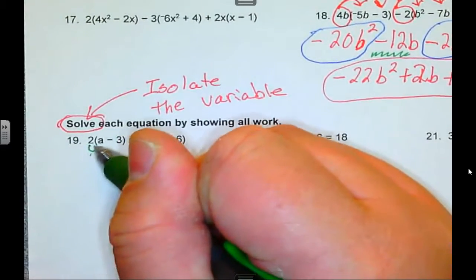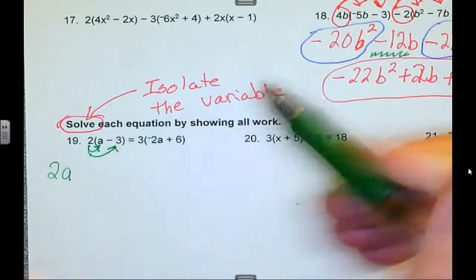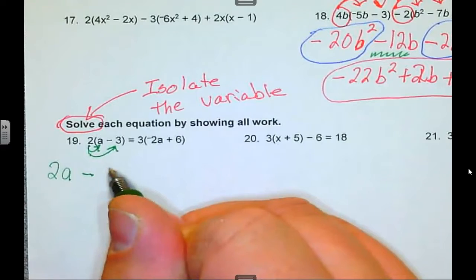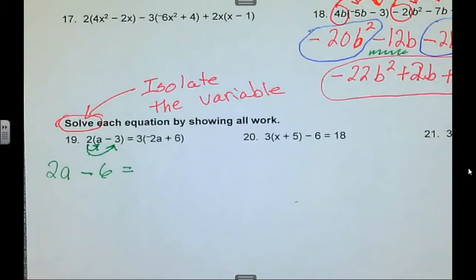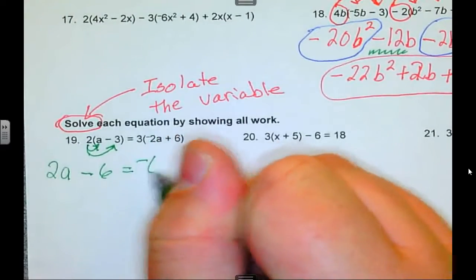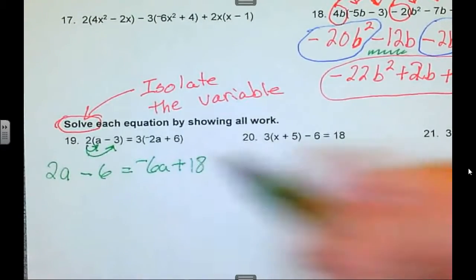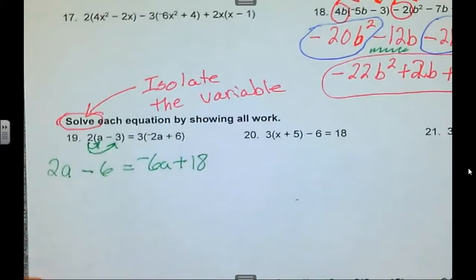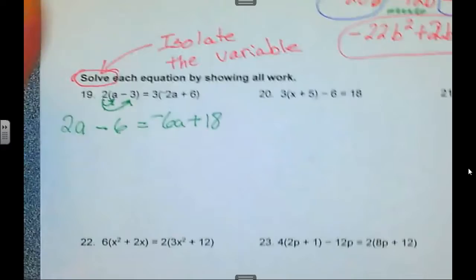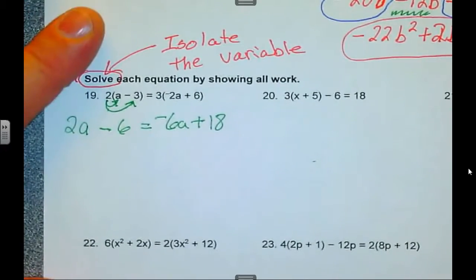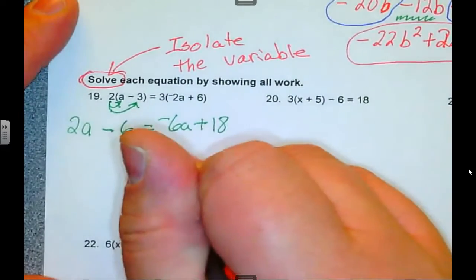So 2 times a. 2 times minus 3. Mm-hmm. 3 times negative 2a. 3 times positive 6. Now what do we do? Oh, I know, you got to think way back. 3 months. What?